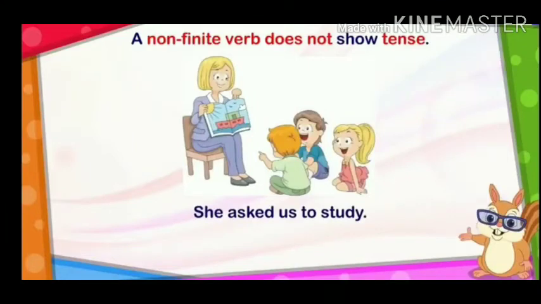As you can see in this sentence, there are two verbs. One is asked and second is to study. So first verb is finite verb because it is according to the tense, it is according to the number. But the second one, to study, is not according to the tense, because if the first one is in past tense, then the other should also be in past tense. But here it is showing that only the finite verb is according to the tense, but the non-finite verb will not be according to the tense.